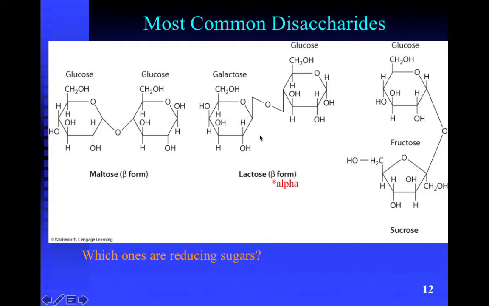Here's lactose, another very common disaccharide in our diet. We know lactose is galactose glucose, or glucose galactose. Find the anomeric carbon. Here's the anomeric carbon for galactose. Here's the anomeric carbon for glucose. The anomeric carbon of galactose is in the glycosidic bond. In this case, that hydroxyl group was up when it formed the bond, so we know that this is beta form.